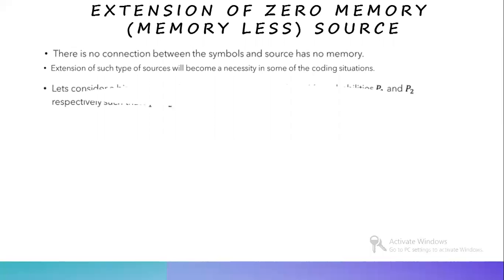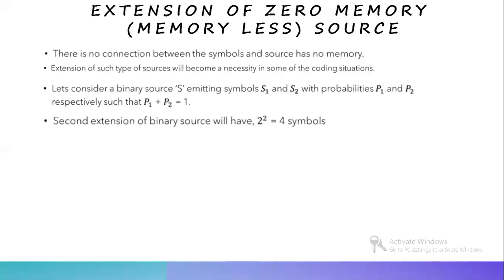First, let us consider a binary source S emitting symbols S1 and S2 with probabilities P1 and P2 respectively, such that P1 plus P2 equals 1. Then the second extension of the binary source will have 2 power 2 equal to 4 symbols. It's 2 power 2 here because we have only 2 symbols. If we have 3 symbols, it will be 3 power 2. It will always be the square of the number of symbols present.